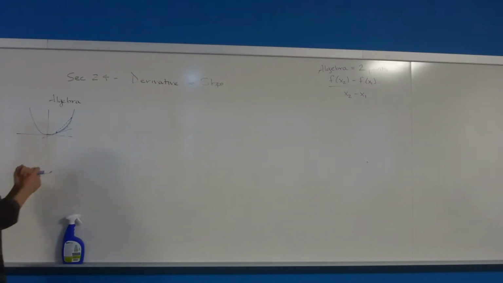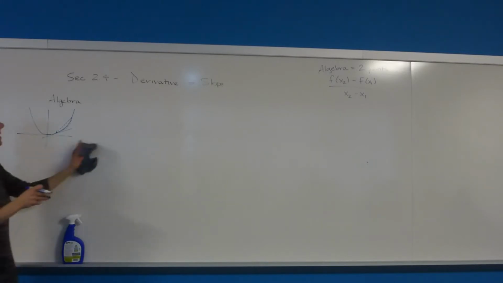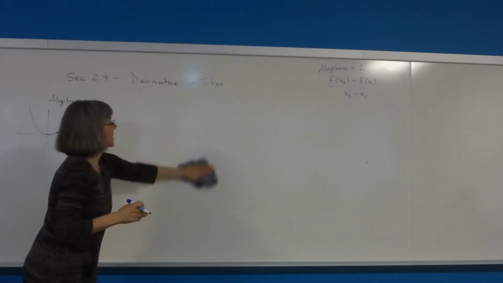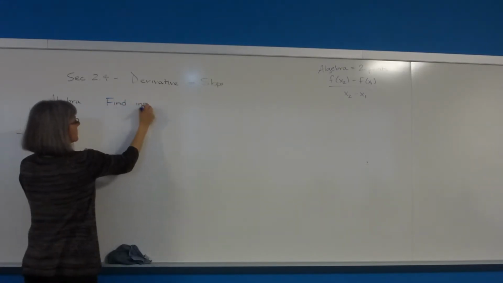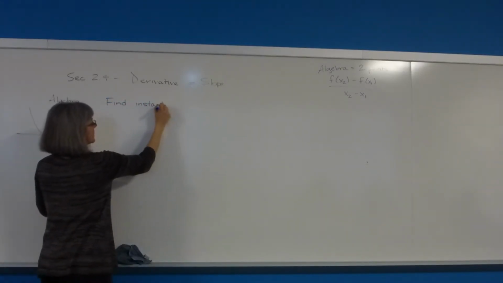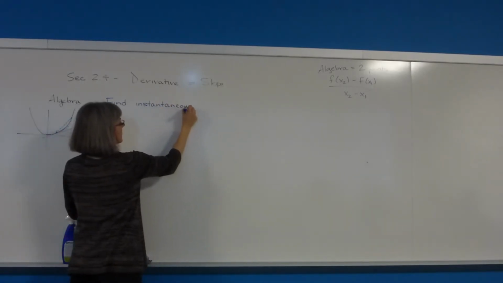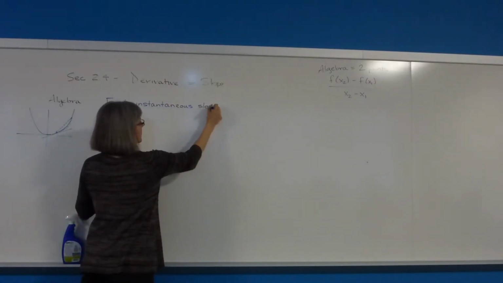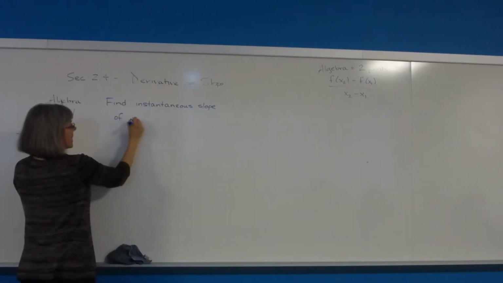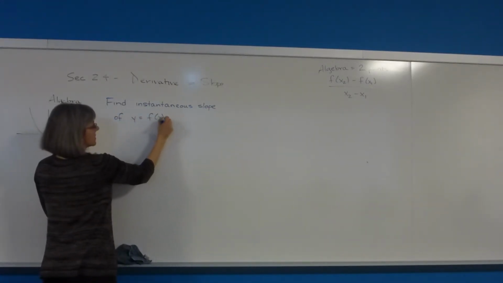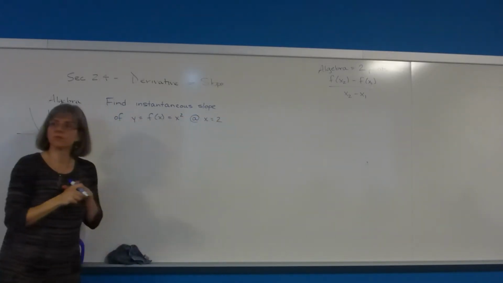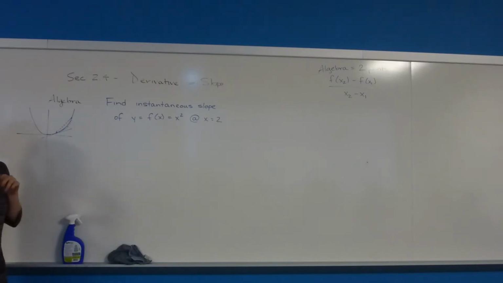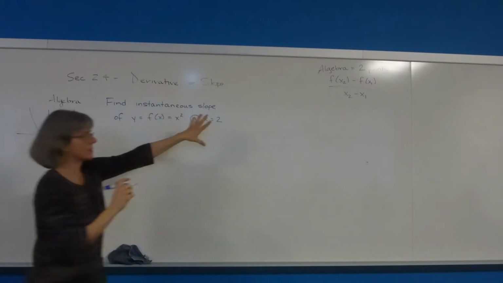Okay, so now let's look at if I wanted to find the instantaneous slope of y equals f of x equals x squared at x equals 2. You have 2 choices.